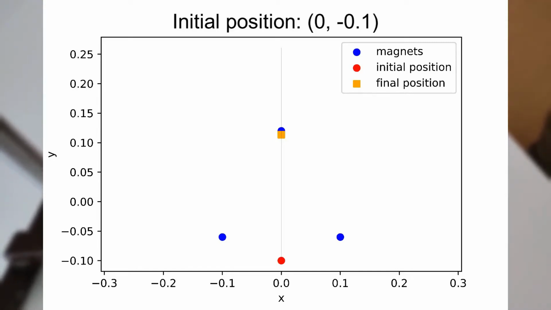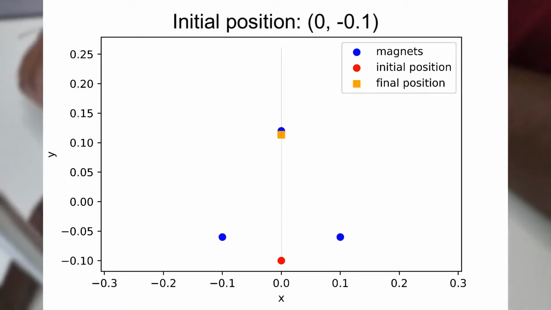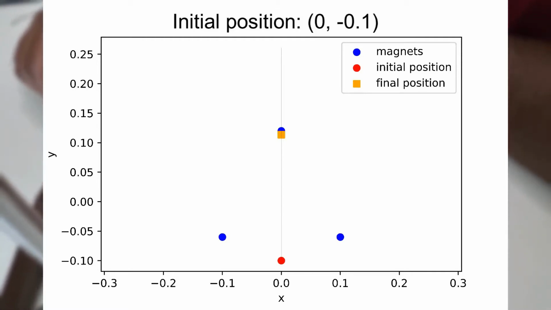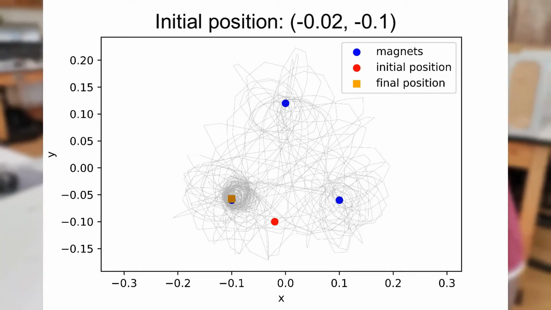In our first plot, we start our pendulum on the same axis as one of our magnets, or in other words, we start right in front of the top magnet. Predictably, the pendulum ends at the top magnet with a straightforward trajectory. However, if we were to shift the initial position of the pendulum very slightly to the left, then we can see that the pendulum will instead end on the bottom left magnet. Furthermore, the trajectory of our pendulum is way more chaotic than the trajectory of our pendulum on the last plot.